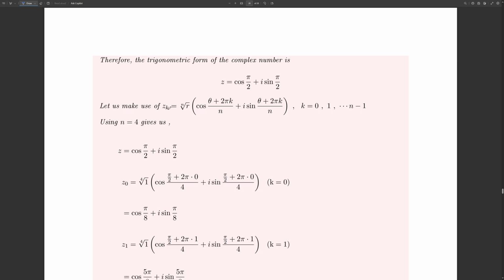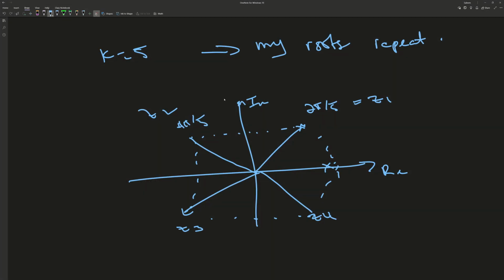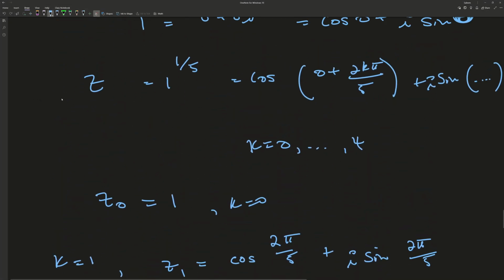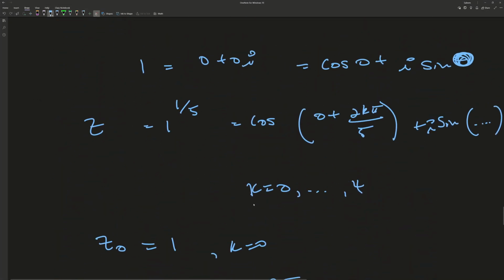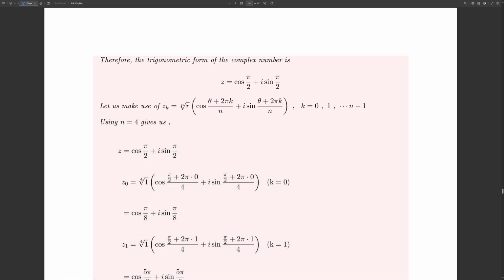So z to the power of k, I made a mistake here. I didn't put z to the power of k. Sorry, z subscript k is equal to this. It's a good thing I saw it here, so I can make that correction. So z_k is equal to 1 to the power of a fifth, right? So I wrote it here properly. Good. Z subscript k is the nth root of r, right? Cos of all of this, all the way down to n minus 1, right?